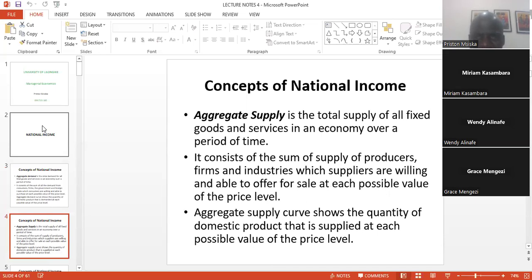Aggregate supply is the same thing. It's the supply of all goods and services in an economy. So that's an aggregate. We're adding up all the producers, the sum of all producers, industries, companies, individuals, all of us, we add them together. So we'll have the quantity of products that have been produced in a given year.